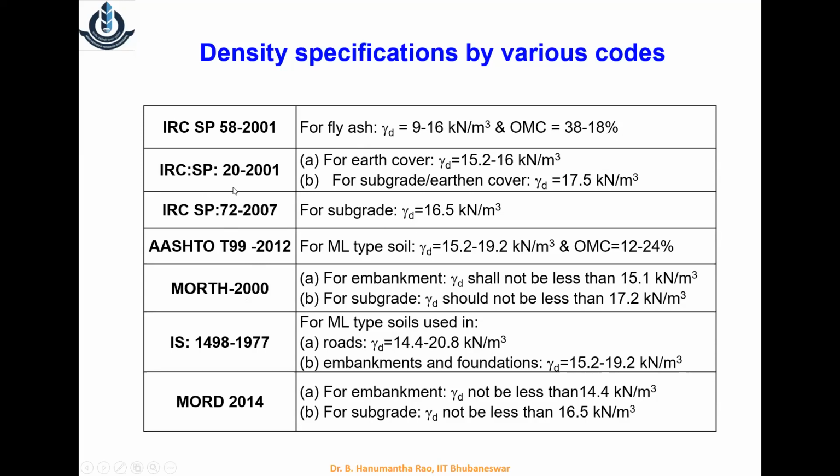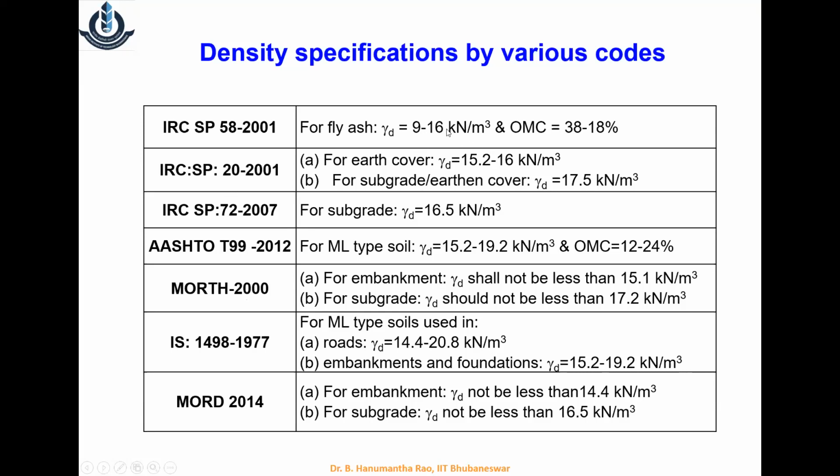Similarly, IRC SP20 2001 prescribes the guidelines for earthen cover as well as subgrade. So you can see in the case of fly ash, a density as low as 9 kilonewton per cubic meter is acceptable. But if you want to use the waste material as earthen cover, that density should be sufficiently high. It should be as high as 15.2, and for subgrade, it should be as high as 17.5.